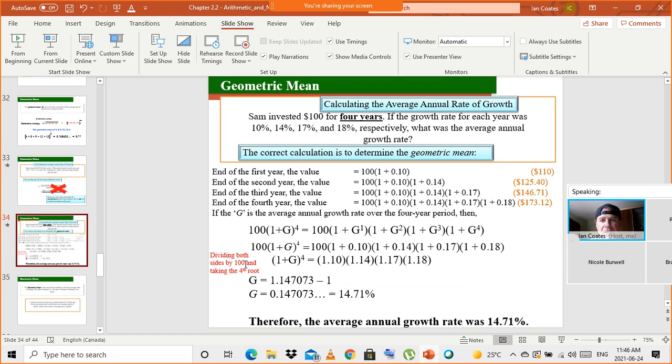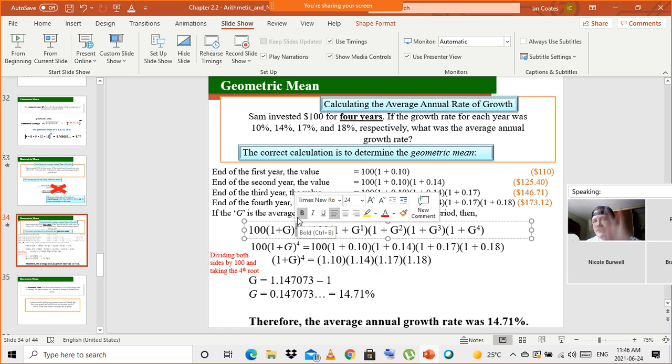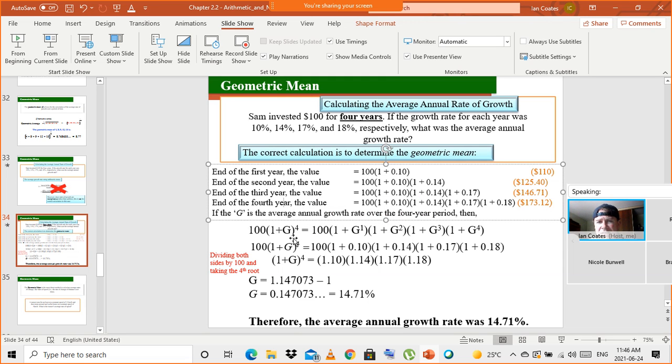And here we are. Here's your initial investment. Sam put in $100. Then we've got our 1 plus our growth rate, which is going to change, because year 1 is 10%, year 2 is 14, then 17, then 18. And how many years? 4. So what does this mean? There's your 100. We're just expanding it, plugging numbers in. Plug and play. So, 100 times 1 plus g to the 4.